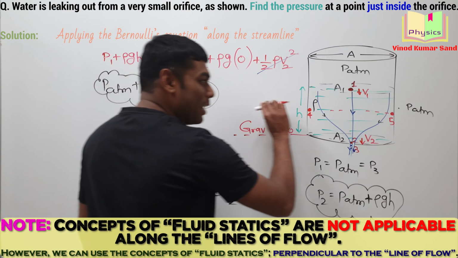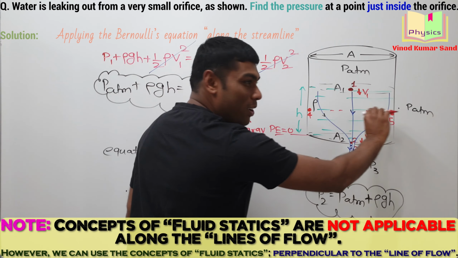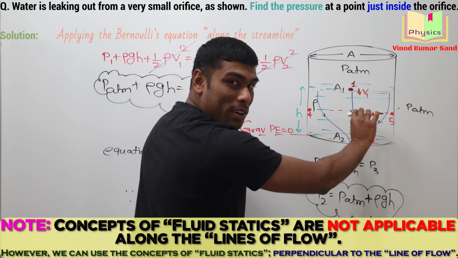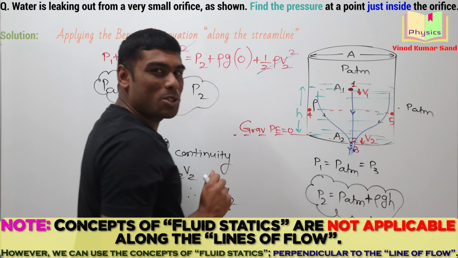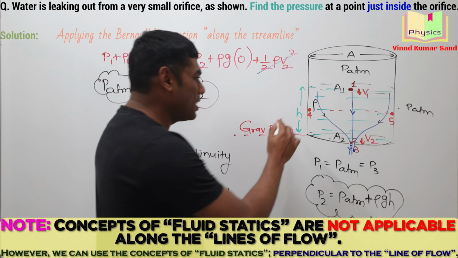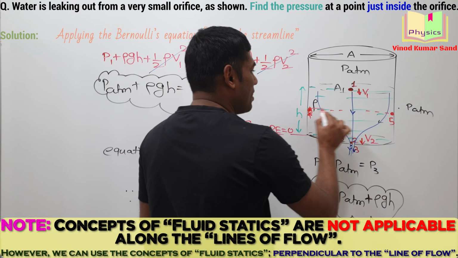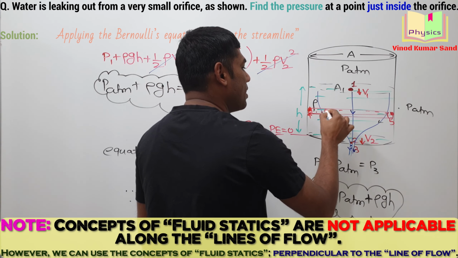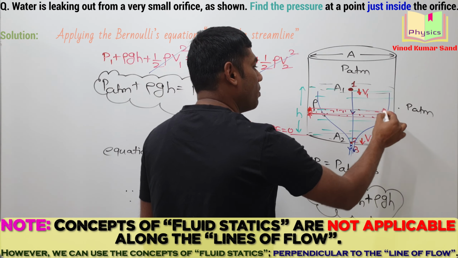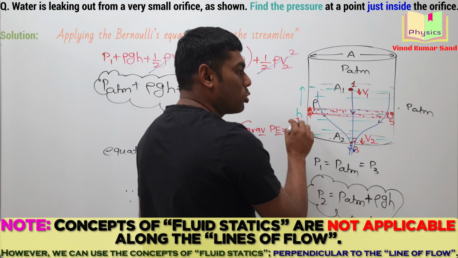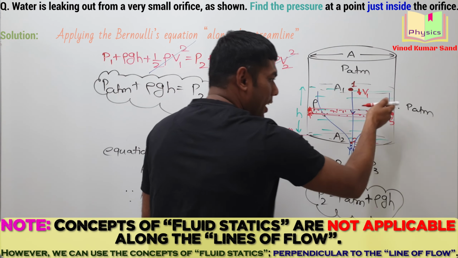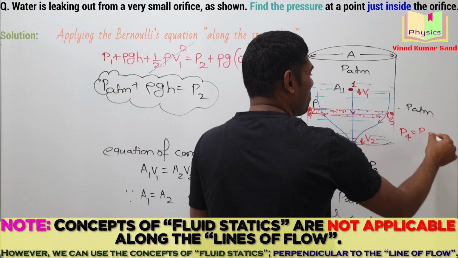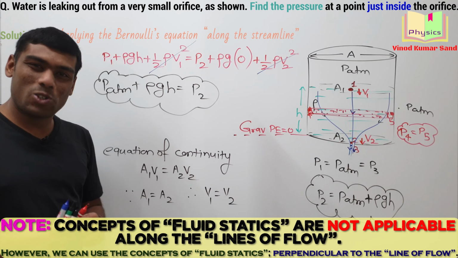Correct. Perpendicular to the streamlines, perpendicular to the lines of flow. Lines of flow are like this, and here is the perpendicular direction. We can use the concepts of the fluid statics. Means if I consider an imaginary cylinder here, for that imaginary cylinder, the liquid is in equilibrium. So the net force should be 0. So force from here and here will balance out. It means the P4 will be equal to P5.